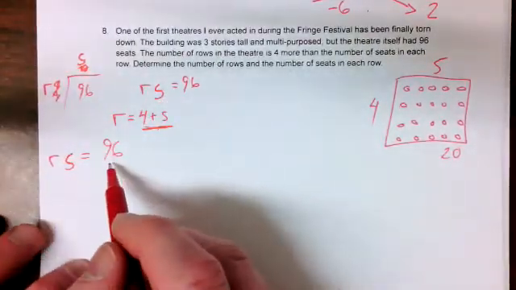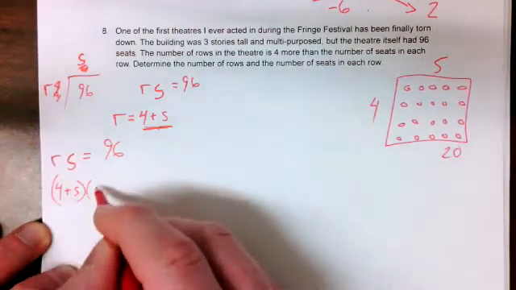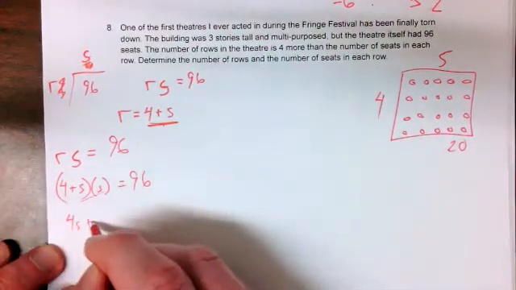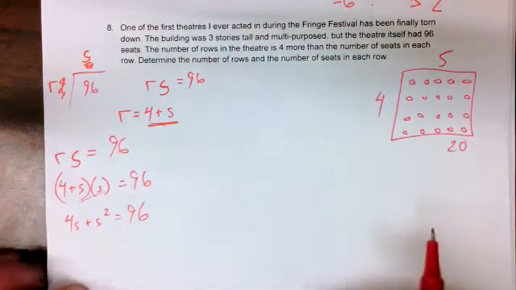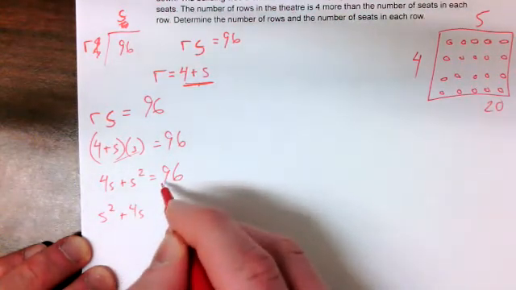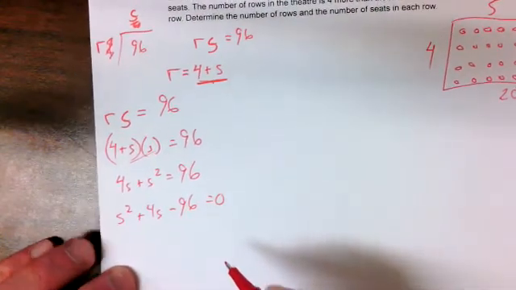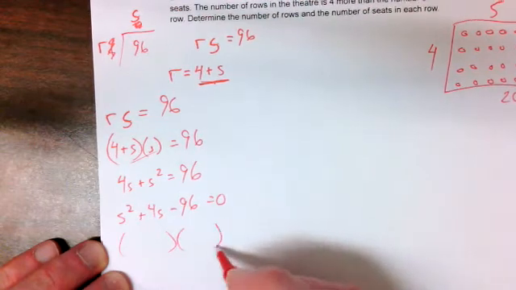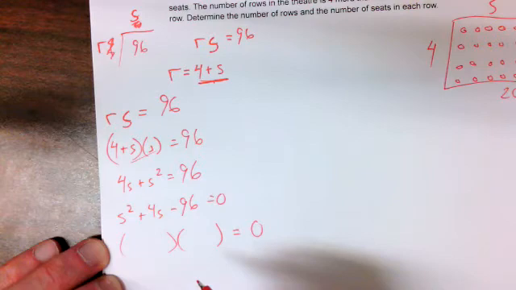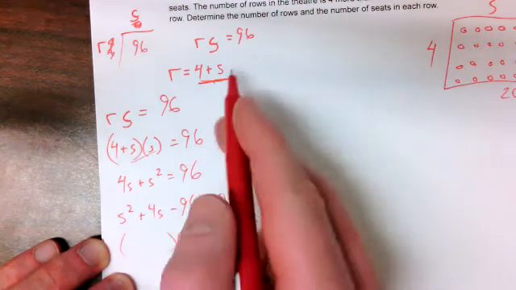So R times S equals 96. We know that R equals 4 plus S. So 4 plus S times S equals 96. Simplify: 4S plus S squared equals 96. I think you know where we're going with this. I'm going to move this around a little bit. S squared plus 4S minus 96 equals 0. So now I'm going to factor it. We're solving for S, which will give us R, to determine the number of rows.